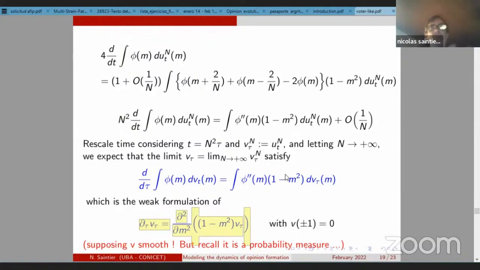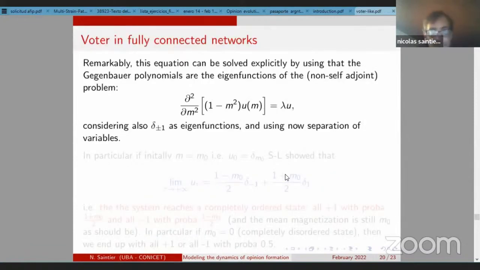And here I presented to you the weak formulation of the master equation, which will be useful on Friday, or maybe starting tomorrow, when we'll be playing with a kinetic formulation. Okay, so now we have the equation, at least informally. What do we do with that?